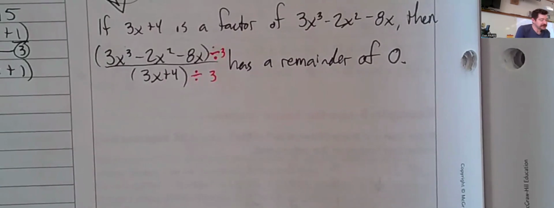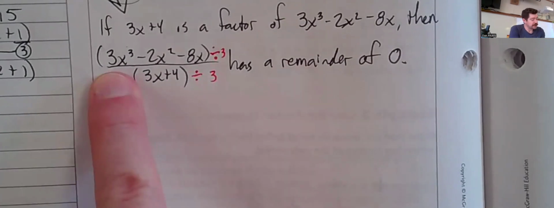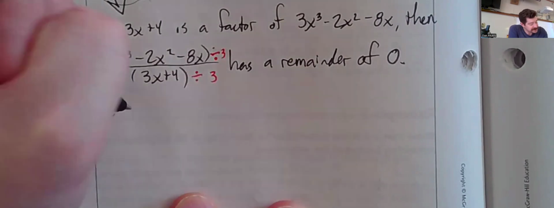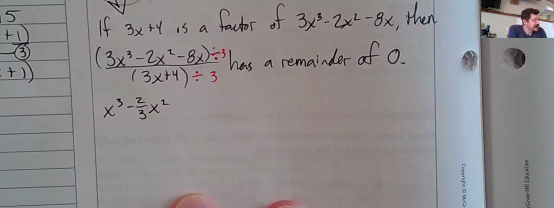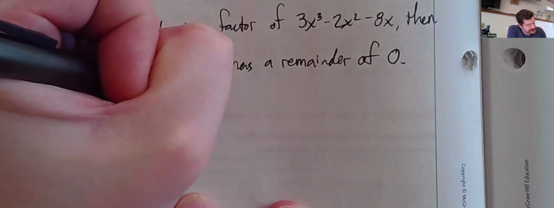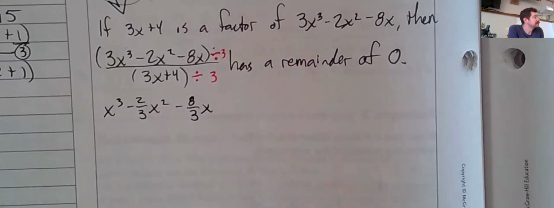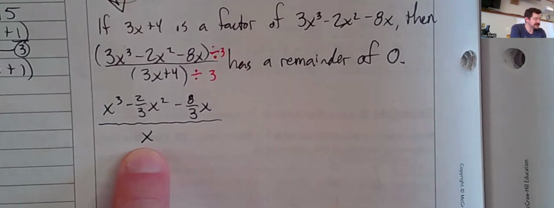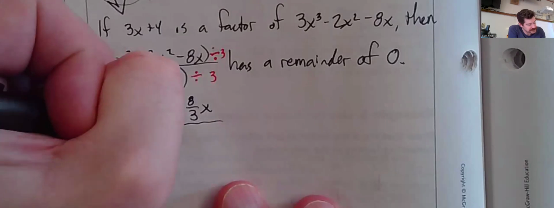So on the numerator, 3 divided by 3 is 1. That's great. So that's just going to be x cubed. Negative 2 divided by 3 would be negative 2/3 x squared. And then negative 8x divided by 3 would be minus 8/3 x, because 8 doesn't divide by 3 evenly. On the denominator, 3 divided by 3 is 1, so that'll just be x. That's what we were going for. That's the whole reason we did this. And then 4 divided by 3 is 4/3, so plus 4/3.